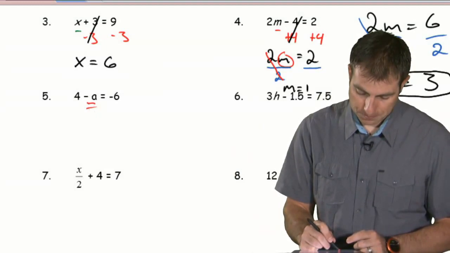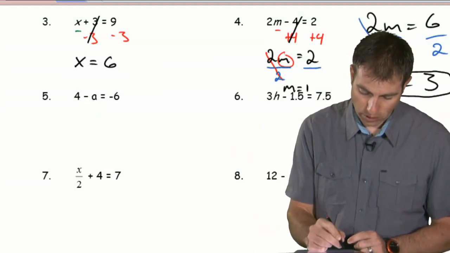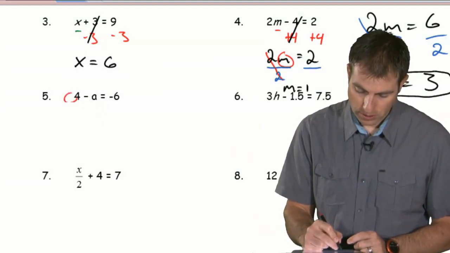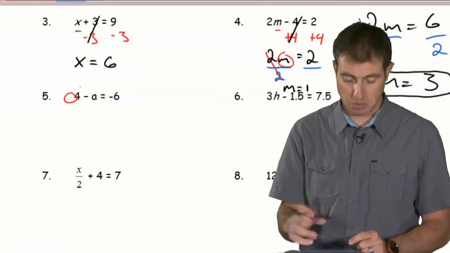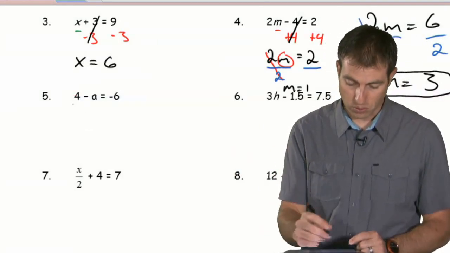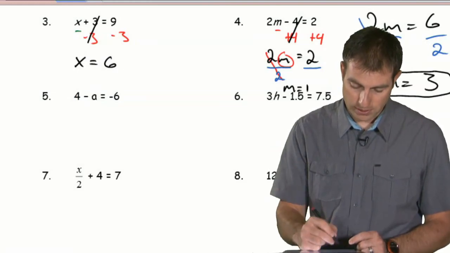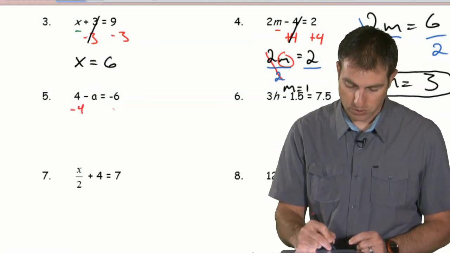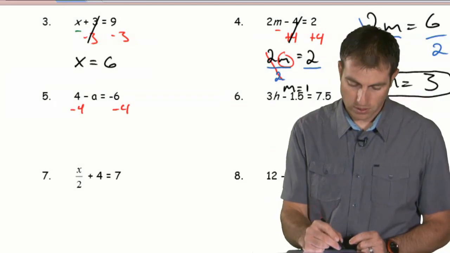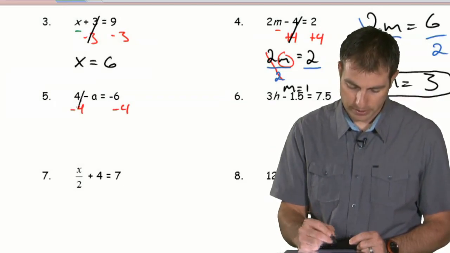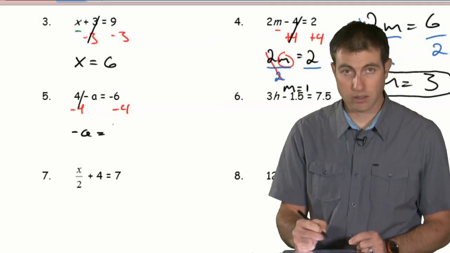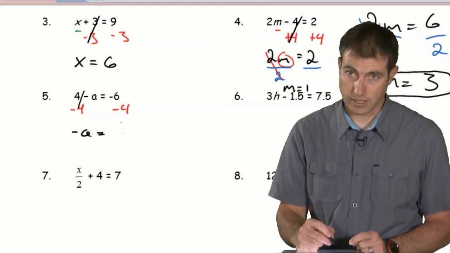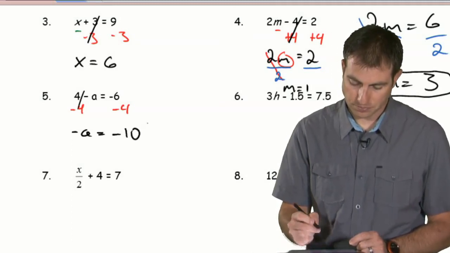So because I have this 4 out front, and there's no plus or minus in front of it, if there's no sign out there, I always assume it to be positive. So I have a positive 4 there. What I'm going to do is subtract 4 from both sides. It's going to be a little bit different. So the 4's go away. So I have negative a, and then -6 take away 4 is -10.